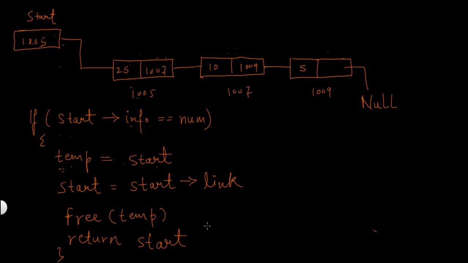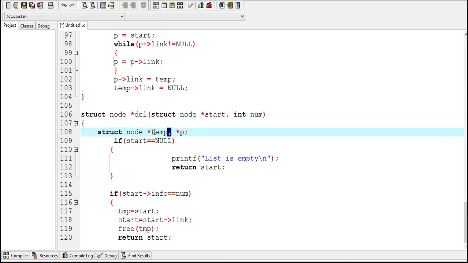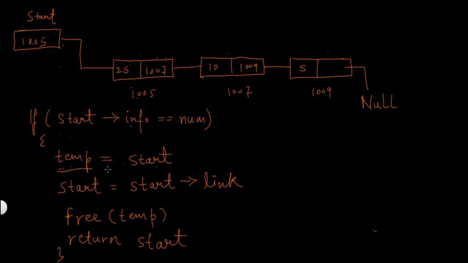Now the first thing you should do is assign temp the address of the node which will get deleted. Now if this if statement is true, then first node will get deleted, and this temp will store the address of the first node that will get deleted, because start always stores the address of the first node in the list, which according to this example is 1005. Now with the help of this statement, first node will be removed because start is storing the address of the first node in the list.